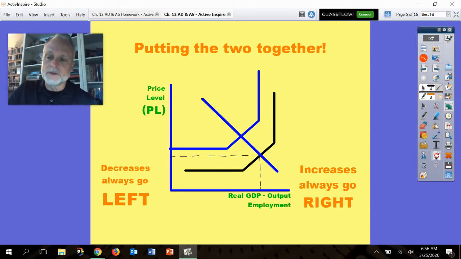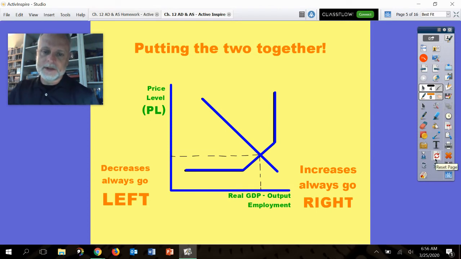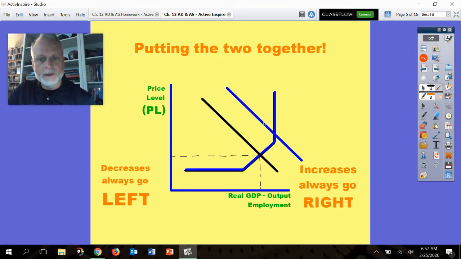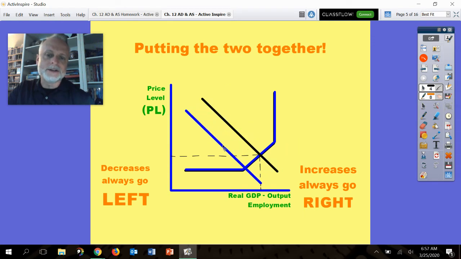I'm going to tell you the specific reasons why they move in just a second, but just understand increases are still going to go to the right, decreases are going to the left. The only new thing is the diagonal supply curve, right? A decrease would be this, an increase would be that. An increase in AD would be this, and a decrease would be that. So forwards and backwards we go. All right.